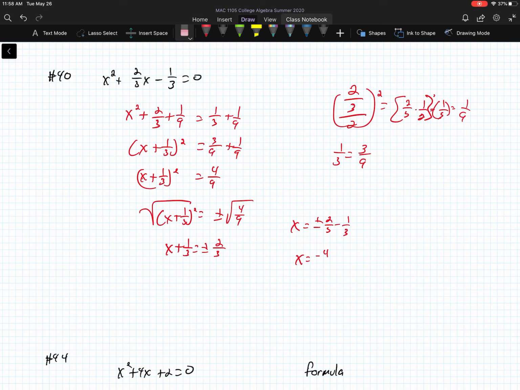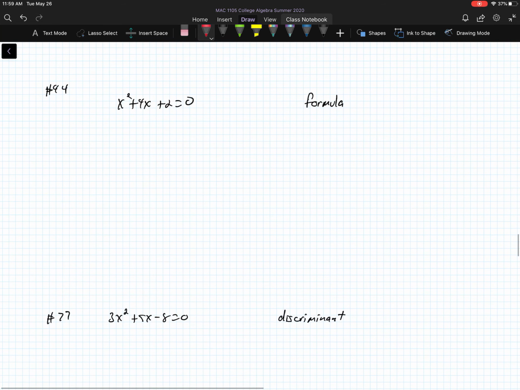So if it's negative 2/3 minus 1/3, that is negative 3 over 3. Negative 3 over 3 is negative 1. And then if I have to do the plus 2/3 minus 1/3, that is 1/3. So my solution set is that.